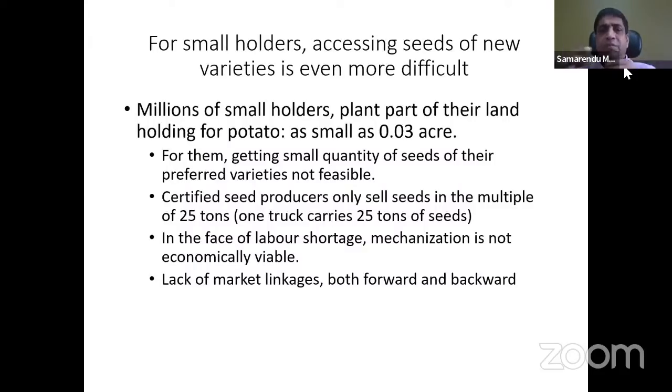For the smallholders, there are millions of smallholders. Potato, actually, they grow in 0.03 acre, a very small landholding. For them, getting quality seed is a big issue, because if you want to order seed, you have to order one truckload from a certified seed producer. That's 25 tons of seed, which is 25 acres' worth. So they really don't have the capacity to order seed. That's another issue there.